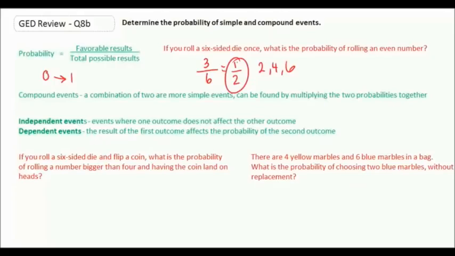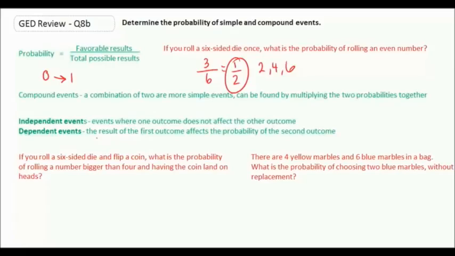Now, a lot of times you'll have to find probabilities for several things happening at once. That's what is called a compound event. It's a combination of 2 or more simple events, and it can be found by multiplying the 2 probabilities together. Now, 2 things can happen. You can have independent events, which is events where one outcome does not affect the other outcome. On the other hand, dependent events means the result of the first outcome affects the probability of the second outcome.